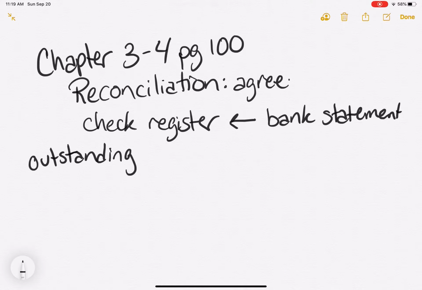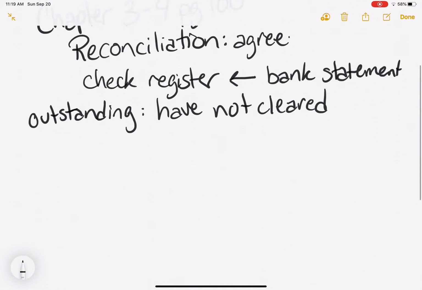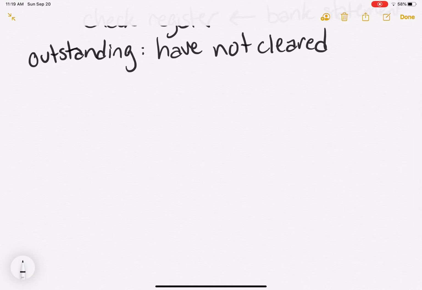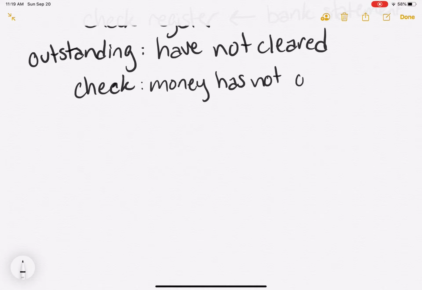Okay, so things that are outstanding have not cleared. So the opposite of outstanding is cleared. So two things could be outstanding in a bank statement or check register. So if a check is outstanding, then the money has not officially, on record, left your account.